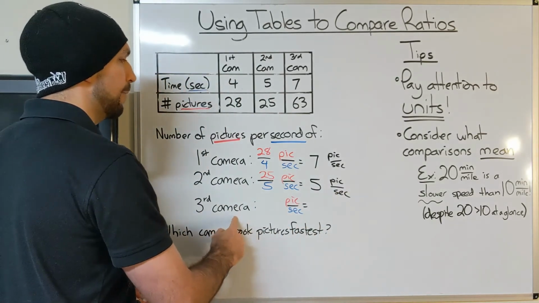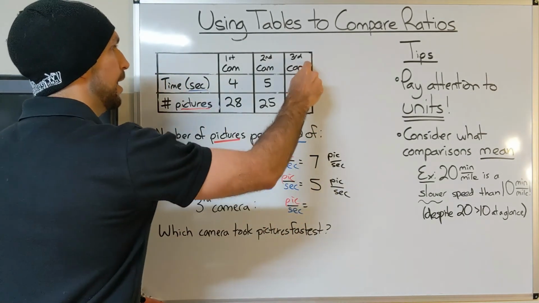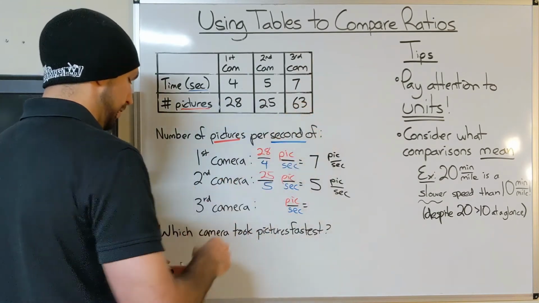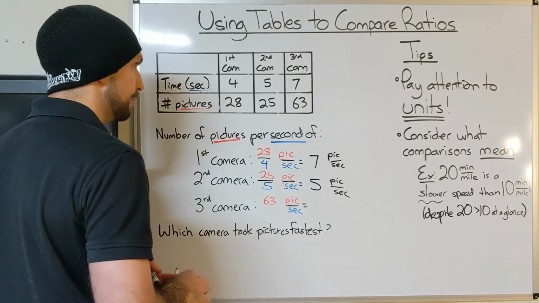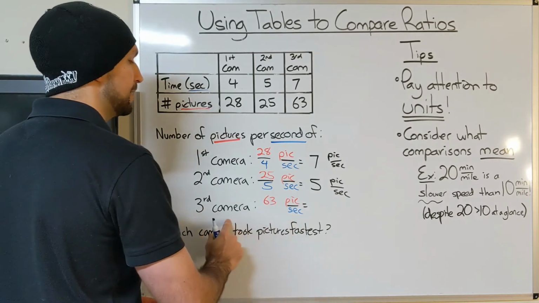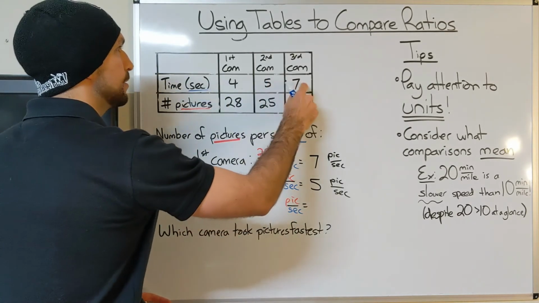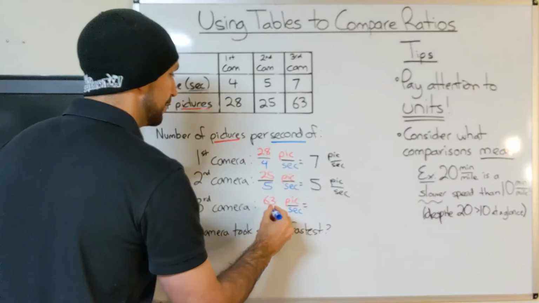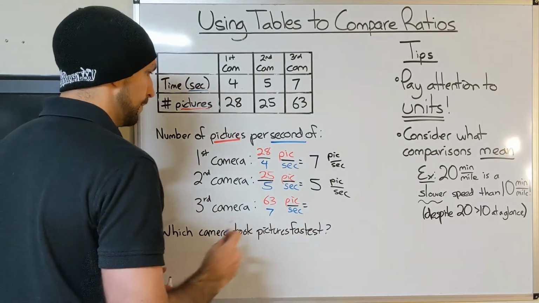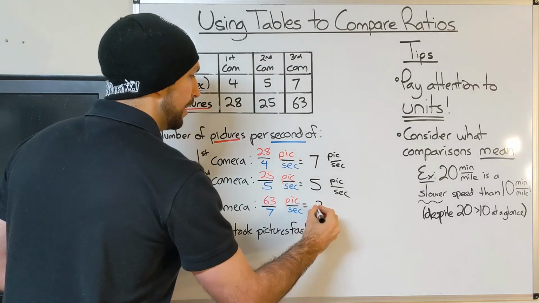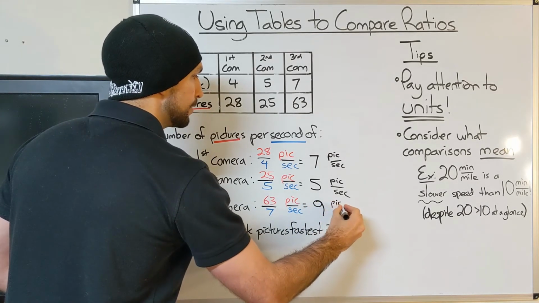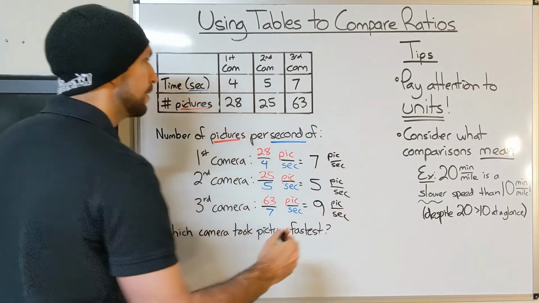And finally, the third camera, number of pictures, was 63. So 63 pictures over the number of seconds taken by the third camera. Seconds, third camera was 7. Again, these nicely divide. 63 divided by 7 will be 9 pictures per second.